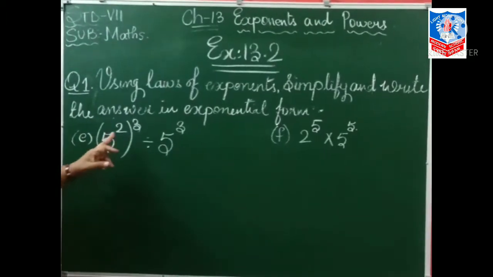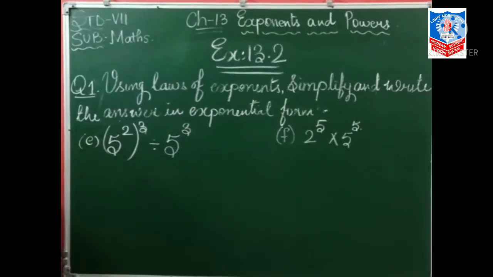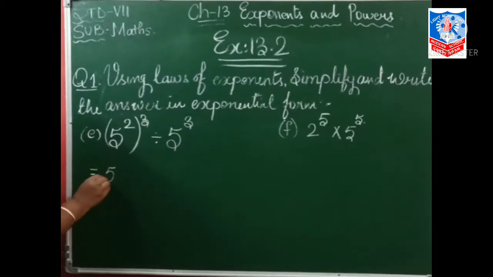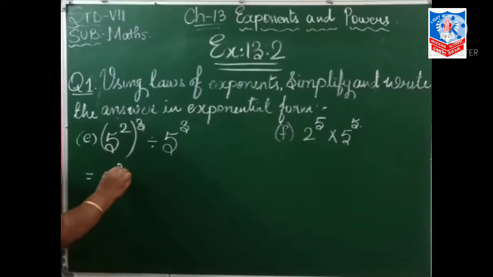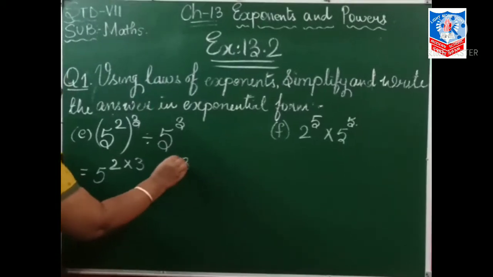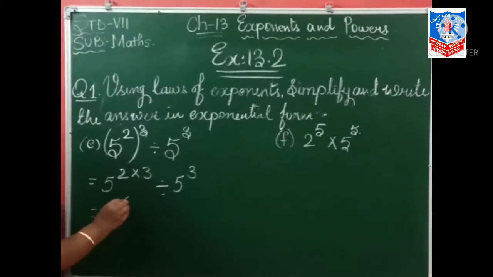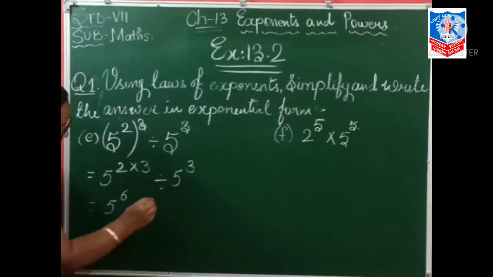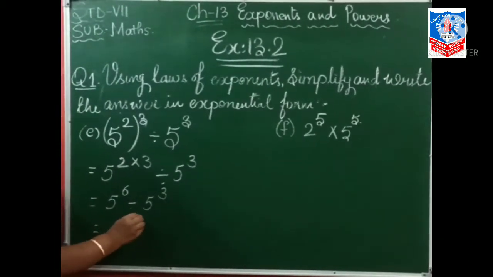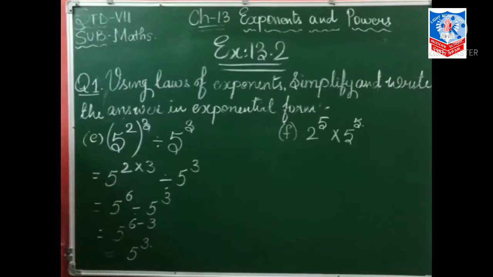Next is 5 raised to the power 2 raised to the power 3 divided by 5 raised to the power 3. Now here is the power of power. Now what will you do? 5 raised to the power 2 multiplied by 3, divided by 5 raised to the power 3, is equal to 5 raised to the power 6, since 2 threes are 6. Divided by 5 raised to the power 3 is equal to 5 raised to the power 6 minus 3, which is 5 raised to the power 3. Understood?